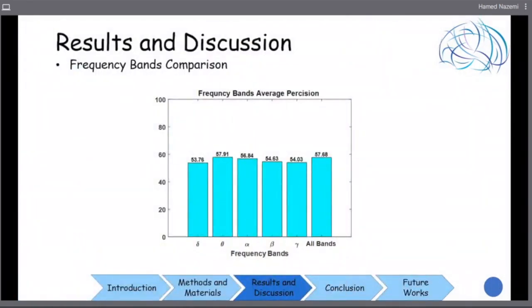And finally, this figure shows accuracy dependency on frequency band selection. As mentioned before, these accuracies were determined by averaging over all methods of classification.